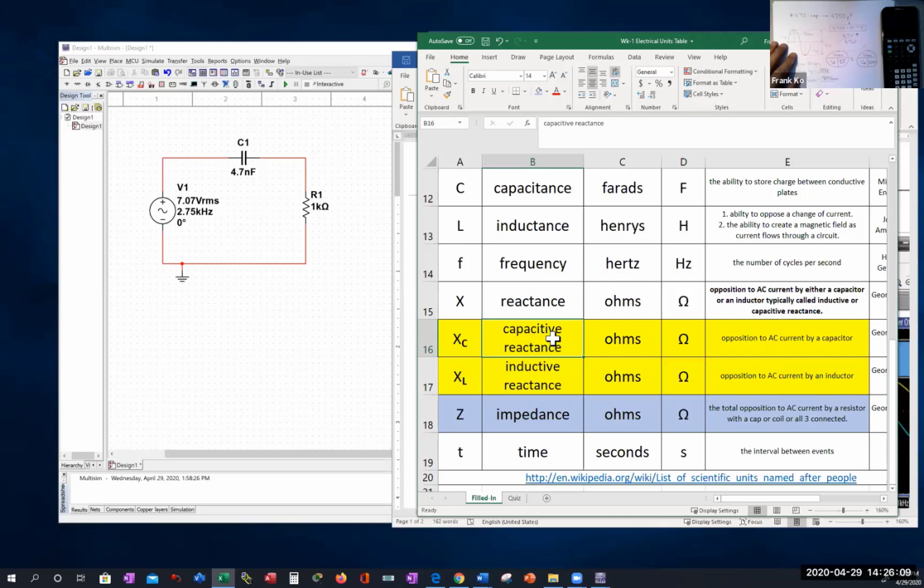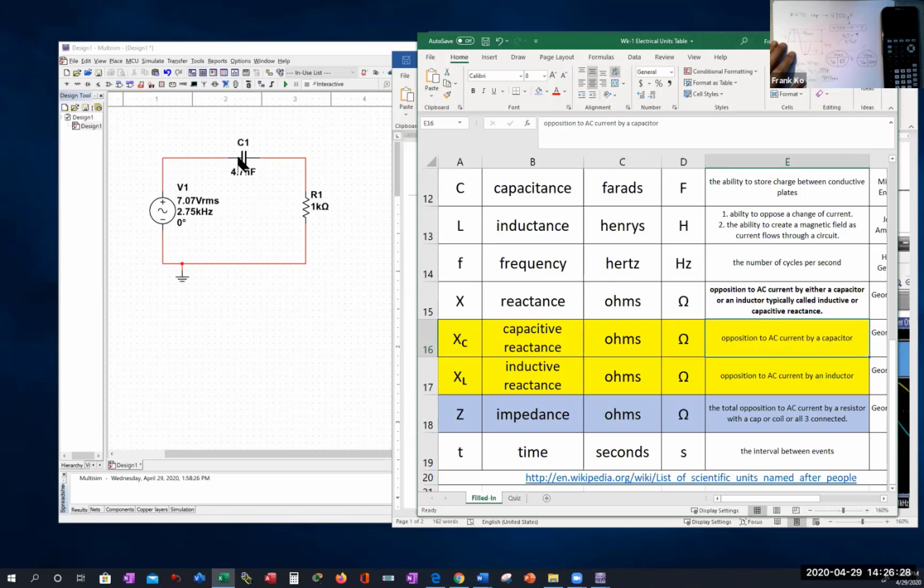Capacitive reactance. Say it again. Capacitive reactance. And we read this as X sub C. And it's measured in what units? Ohms. And it is defined as opposition to AC current by a capacitor.